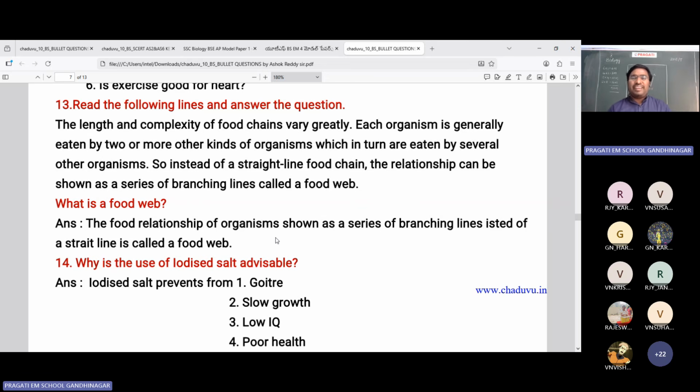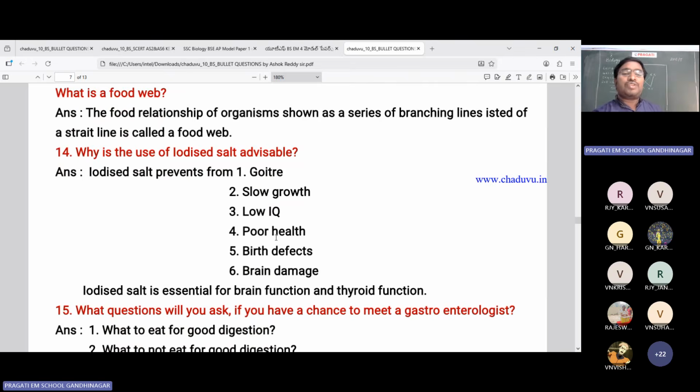So instead of a straight line food chain, the relationship can be shown as a series of branching lines called a food web. So this is the food web related paragraph. Now, what is the question? What is a food web? A simple question. What is a food web, children? The food relationship of organisms shown as a series of branching lines instead of a straight line is called a food web. Basing on the paragraph, this is the answer for that question.